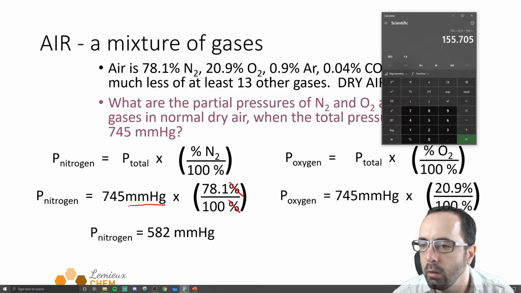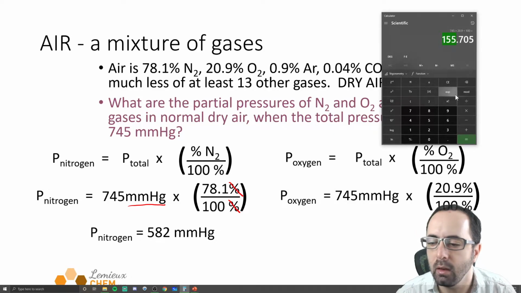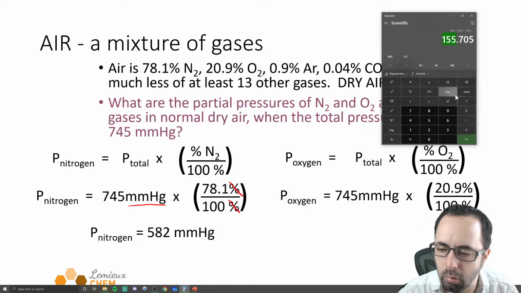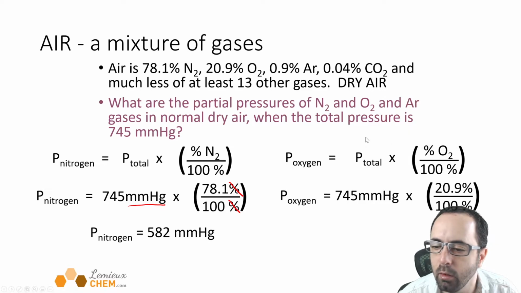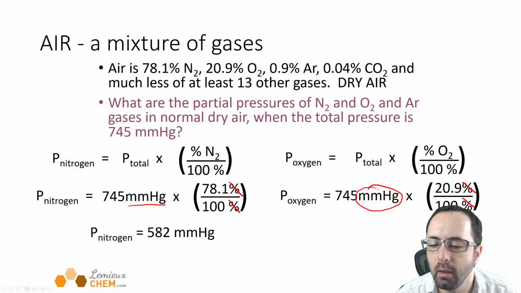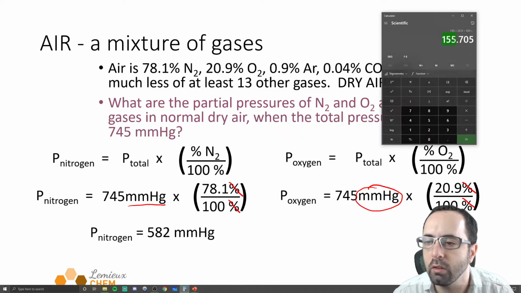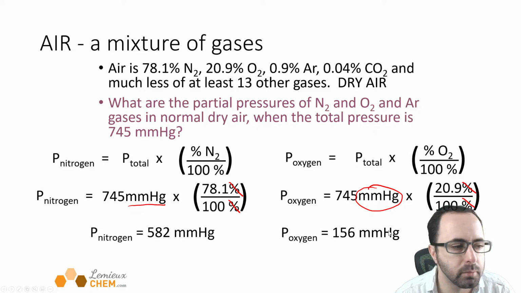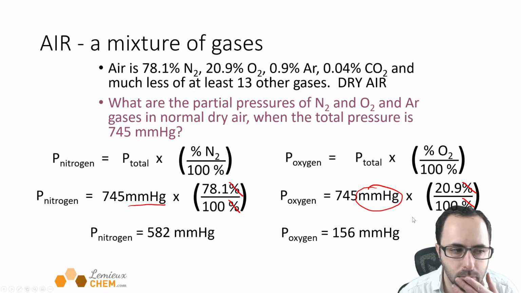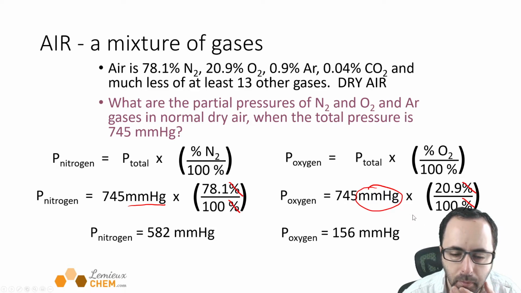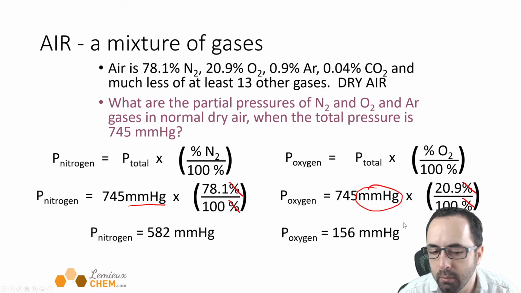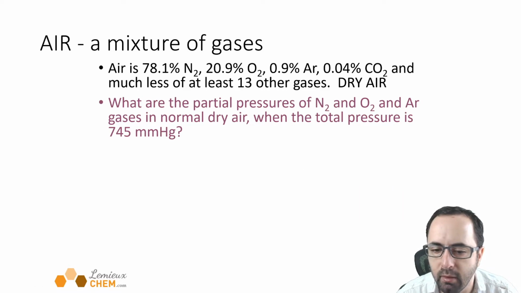Now we can calculate 745 times 20.9 divided by 100. And we get 156. And notice here that our percentages, again, are going to cancel. We're trying to get rid of percent. And our unit is going to be millimeters of mercury. And so our partial pressure of oxygen will be 156 millimeters of mercury. Okay, so we've got nitrogen and oxygen. Let's do this for argon now. So that's going to be on the next slide.